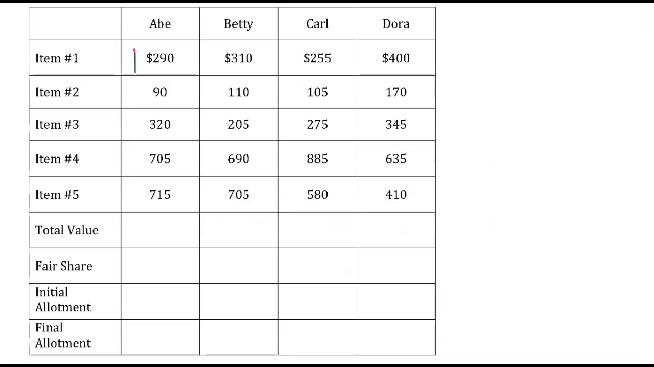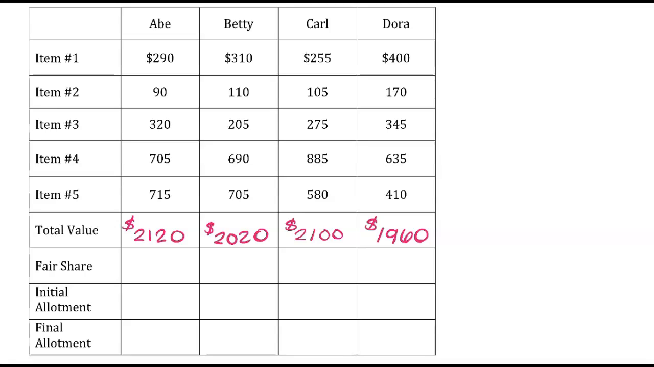If we add up all of the evaluations that Abe placed on items 1 through 5, we get a total value for this set of assets of $2,120. For Betty, adding up all of her evaluations, she feels like the entire set of assets is worth $2,020. Similarly, Carl feels that everything is worth $2,100, and Dora feels that the evaluation is $1,960.